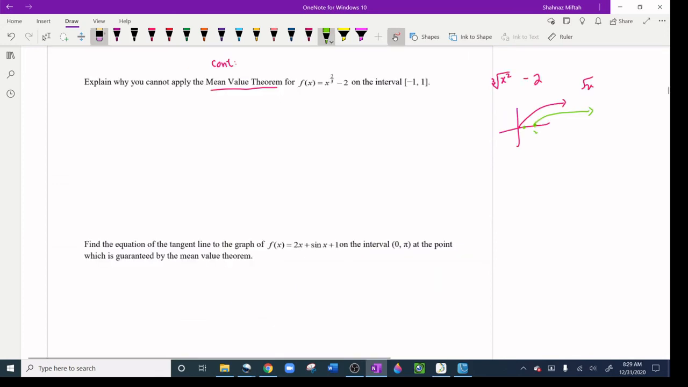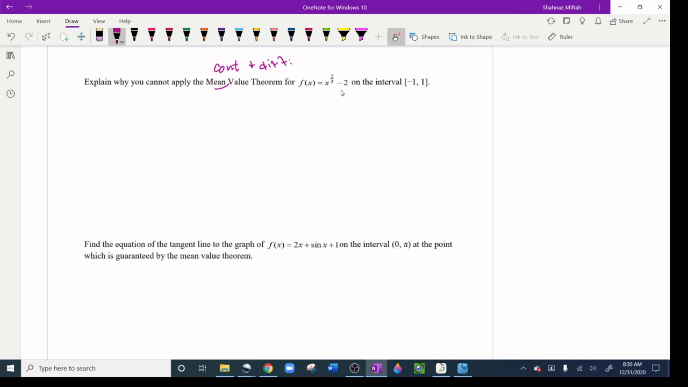Now explain why you cannot apply the mean value theorem for x^(2/3) minus 2 on the interval -1 and 1. The first condition for the mean value theorem is that the function is continuous and then differentiable. I don't know if it's continuous or not. I can't tell, but I can find out if it's differentiable or not. If it's differentiable, then it has to be continuous. You know that, right? So let's try to find differentiability.